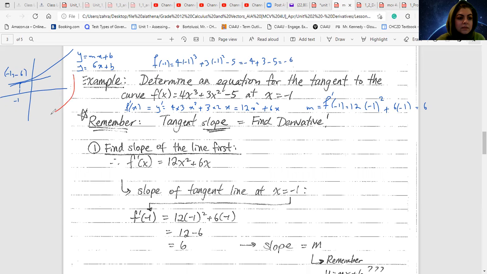What I do, I take this, and instead of the y, I put -6, instead of x, I put -1. So -6 is equal to 6 multiplied by -1 plus b. So basically b is equal to 0. So you write your equation 6x plus b, which is 6x. The answer is that.